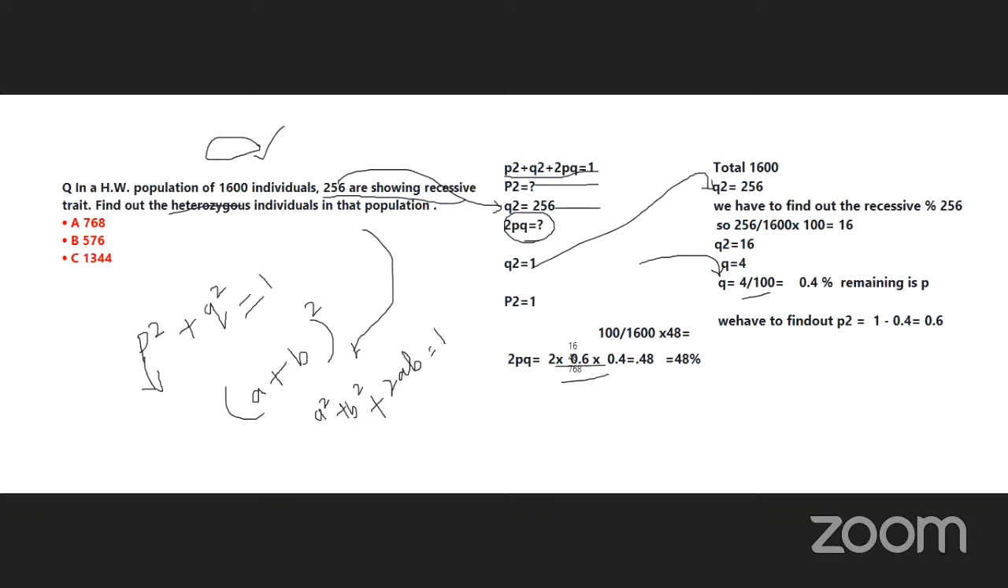This is the q value. How will you calculate the p value? After getting the q value, you have to subtract it. p plus q is equal to 1. q is 0.4. So to find p, what do you have to do? 1 minus 0.4. How much will you get? 0.6.